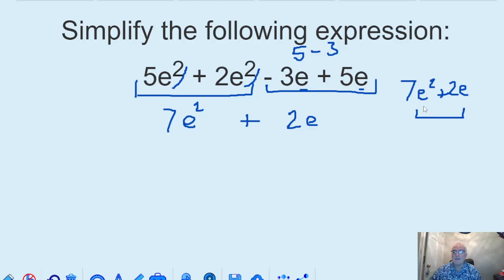Now I can't combine these 2 together. Remember, they're 2 totally different terms. So that would be my answer.